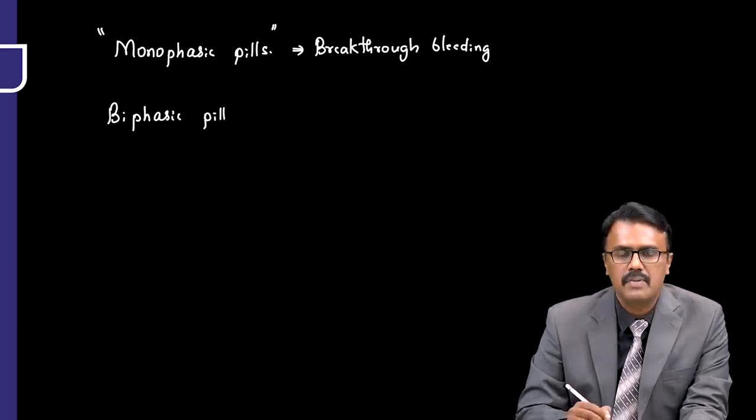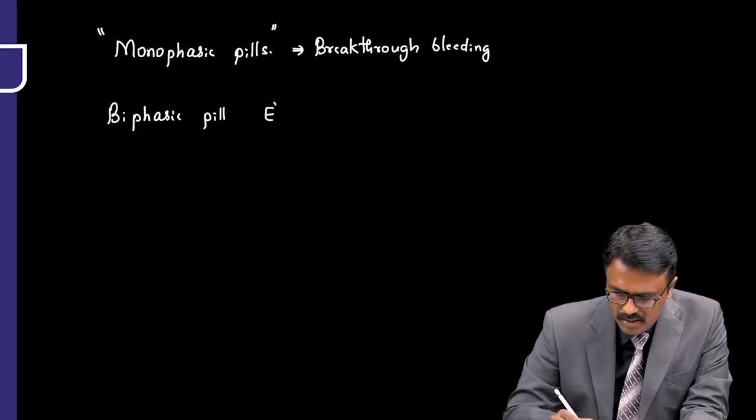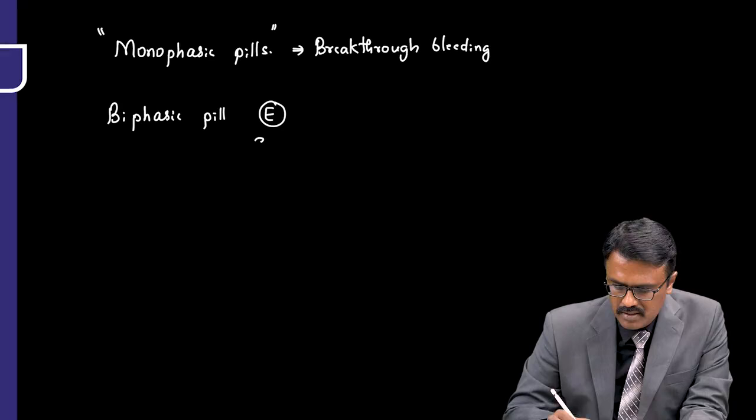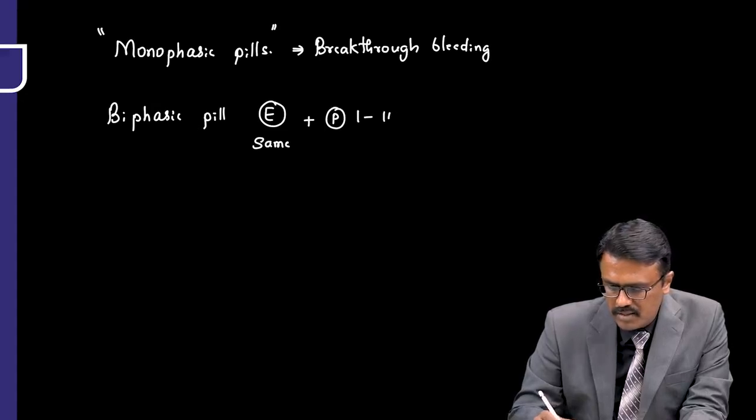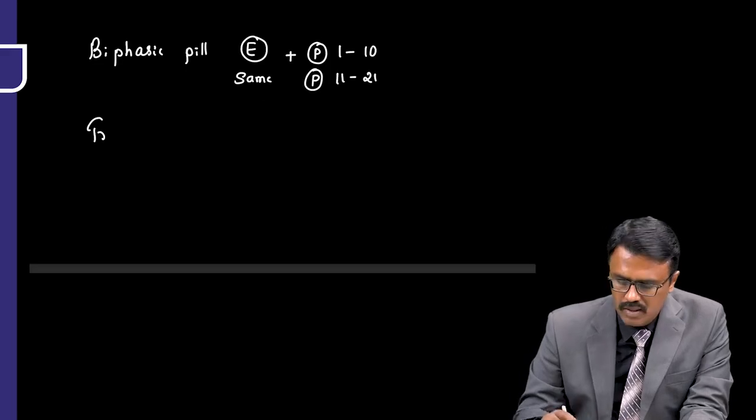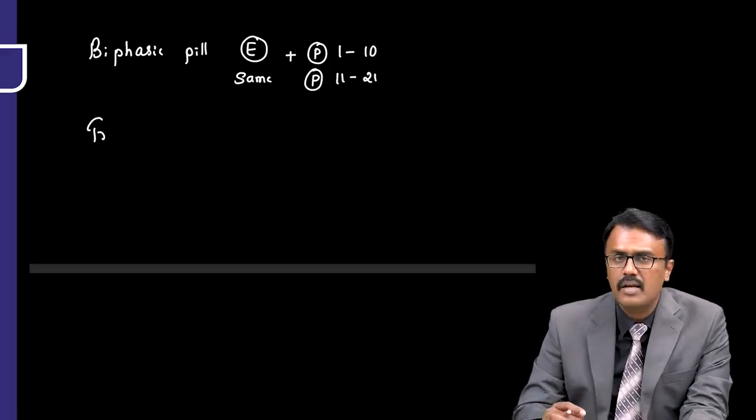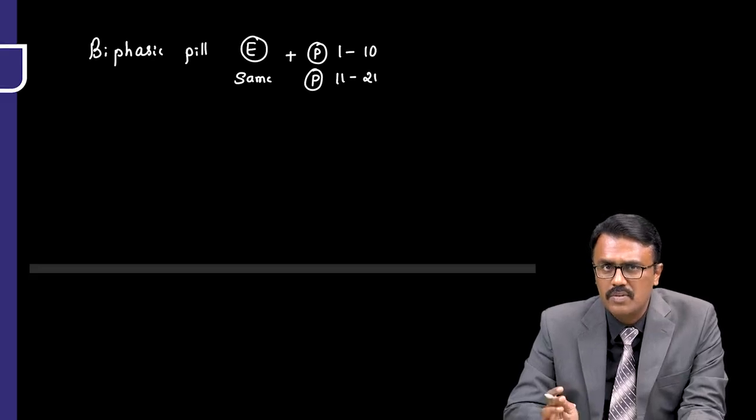So what is biphasic pill? The estrogen content remains same throughout the cycle. The progesterone content for 1 to 10 days is different. Again, the progesterone content from 11 to 21 days is different. So by changing this, we are giving different dosage to the patient.